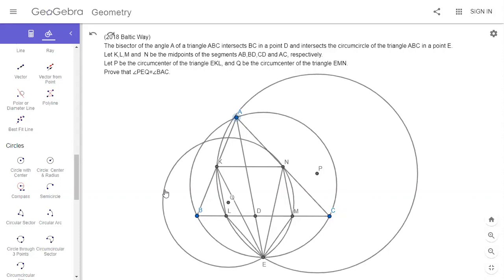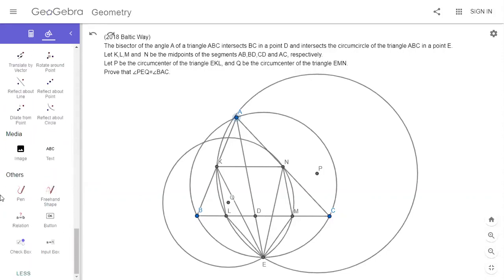Yeah, it's such a random condition. Angle PEQ. Maybe there's some congruent triangle somewhere, because BE is equal to EC. I wonder if BQ is equal to CP. That would be kind of interesting. Take M the midpoint of BC, then MEC is similar to CEA.